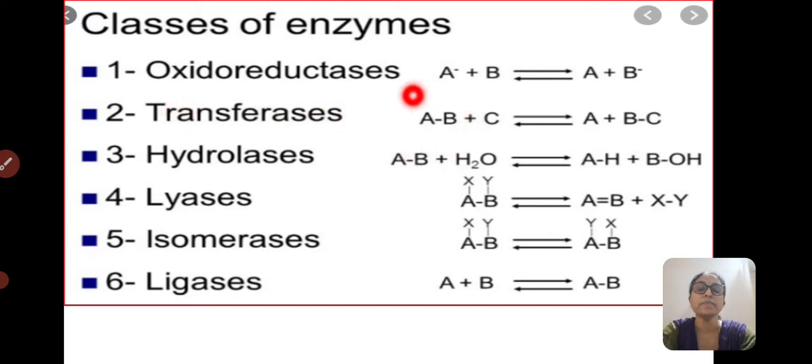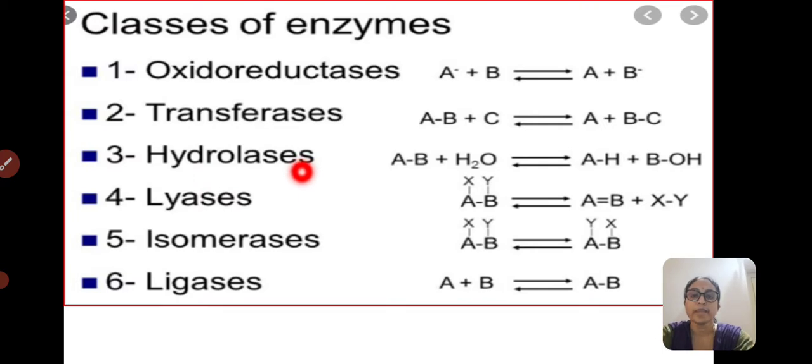You can see here a schematic representation. AB are the substrates plus C is the functional group containing reactant, so that from AB, B is detaching and it is going to take up the side chain or the functional group. So A plus BC, that is the transfer of the functional group from one substrate to another substrate, giving out the products. That is transferases.